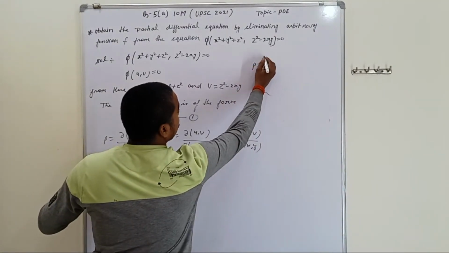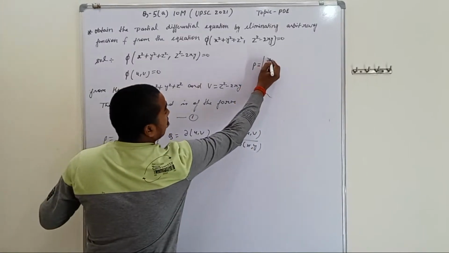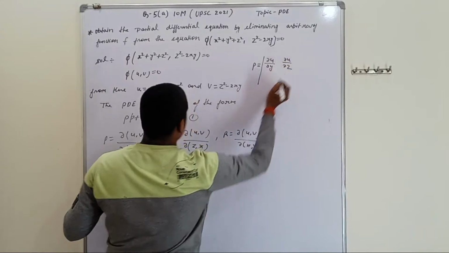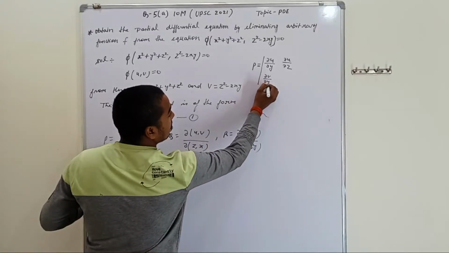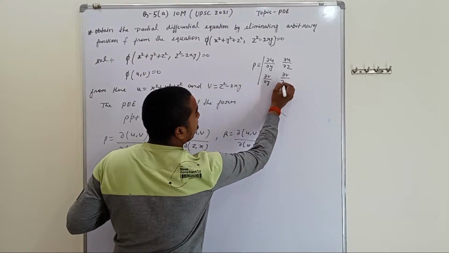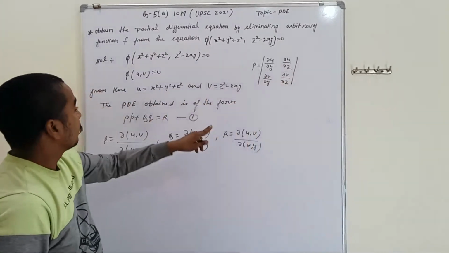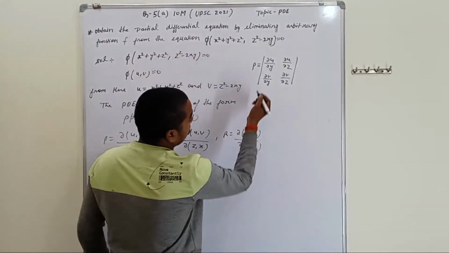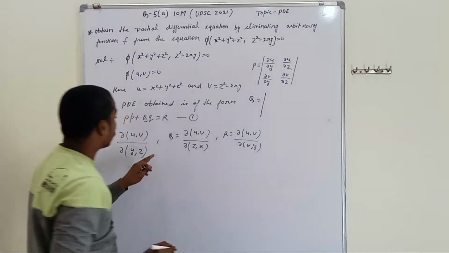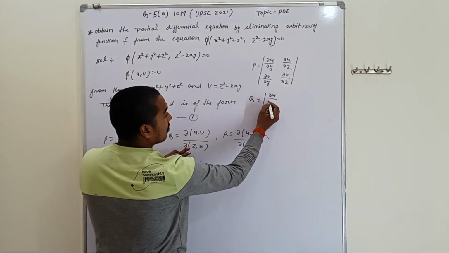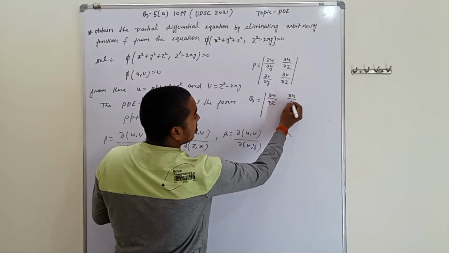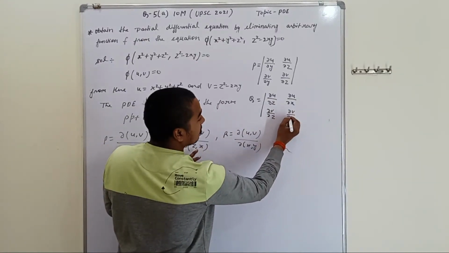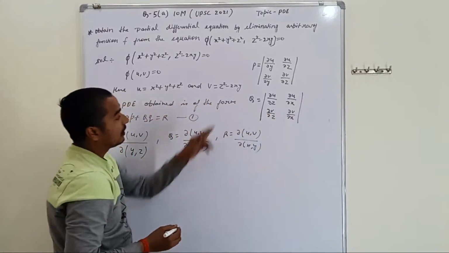We have to know this basic formula and put it into determinant form like that. P is equal to the determinant of del u upon del y, del u upon del z, and del v upon del y, del v upon del z. We have to find the values of del u upon del y and del u upon del z from u and v. And Q is equal to the determinant of del u upon del z, del u upon del x, and del v upon del z, del v upon del x.